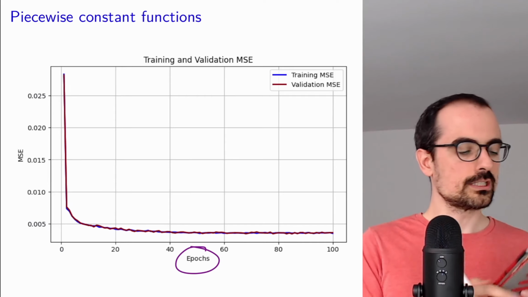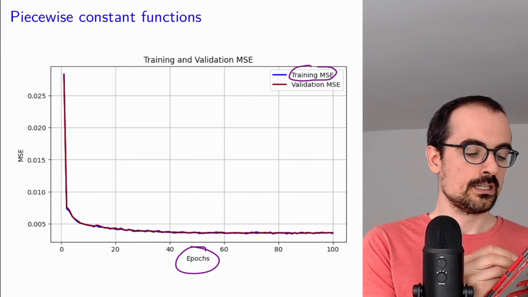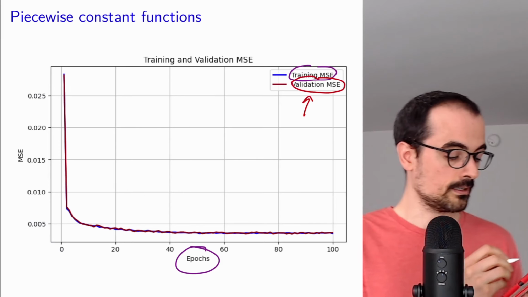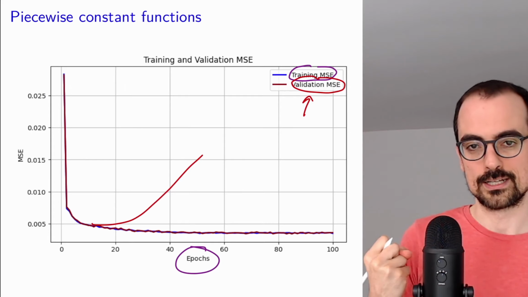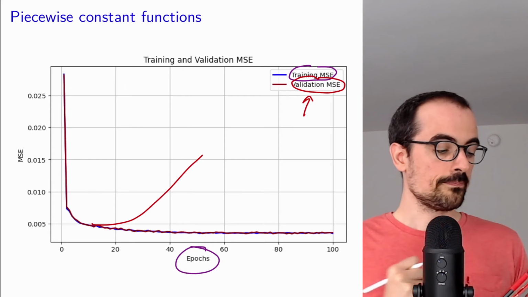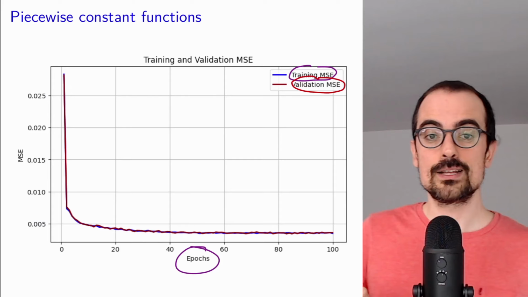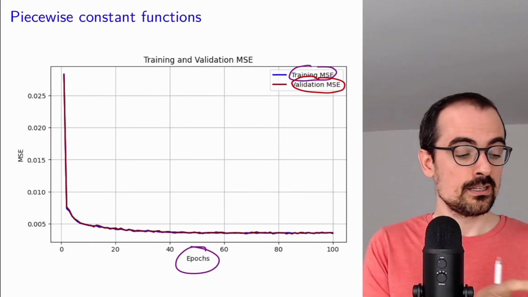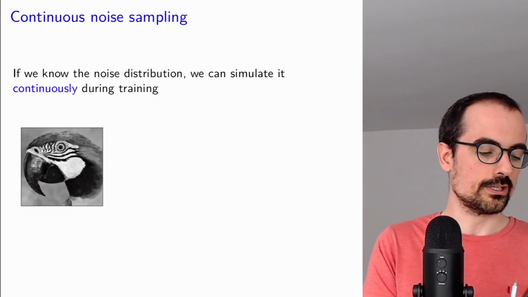And what you do is you monitor how well you're doing in a training set and how well you're doing in a validation set of held out data. And that's really important, because if suddenly the validation starts going up, that means that you're overfitting your training. Okay, here we see that the training and validation MSE are very similar, and this can happen in denoising, especially if you use this trick that I'm about to tell you, which is continuous noise sampling.